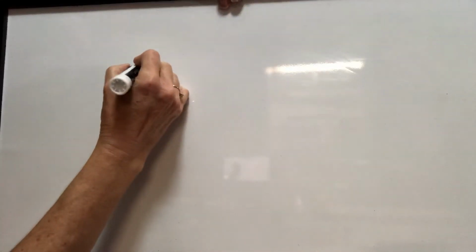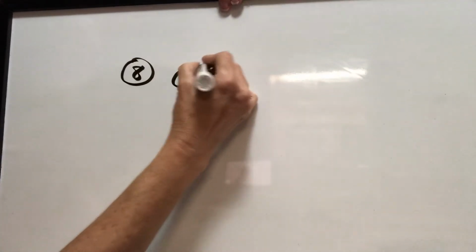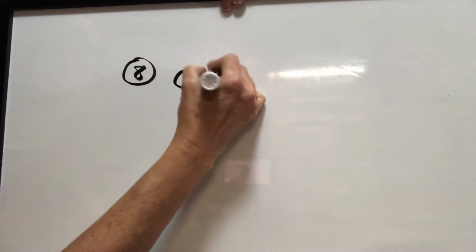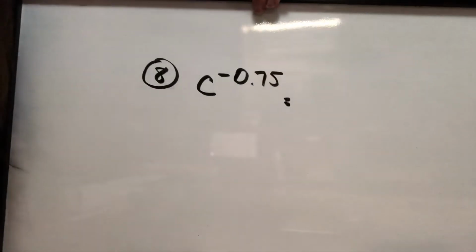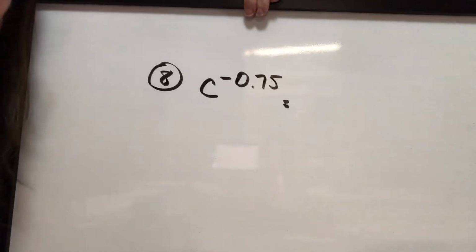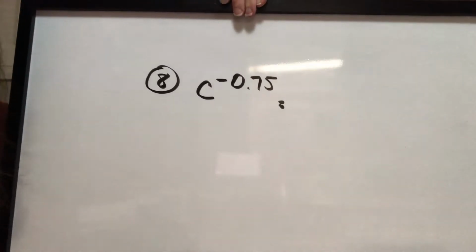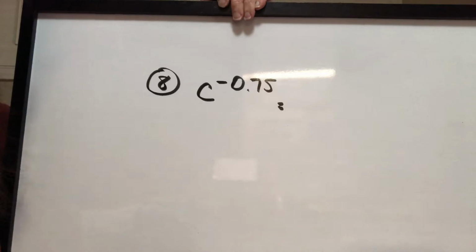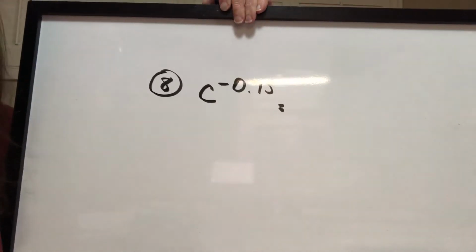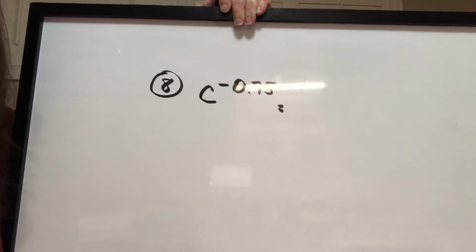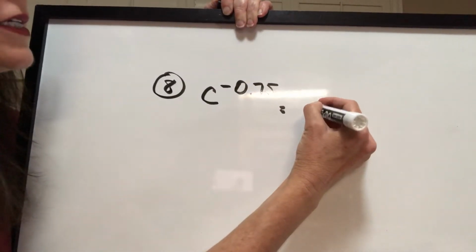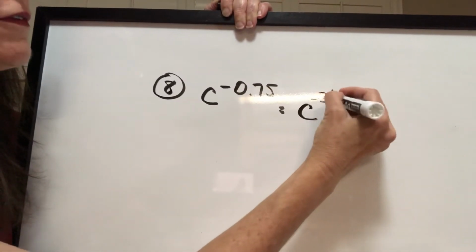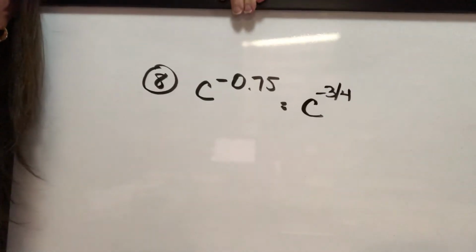On number 8, you have c to the negative 0.75. Okay, so first of all, you would want to change that exponent to a fraction. So you can go to your calculator, put in the decimal, negative 0.75, press Math, and choose the first one, fraction. So you should find it to be c to the negative 3/4 power.